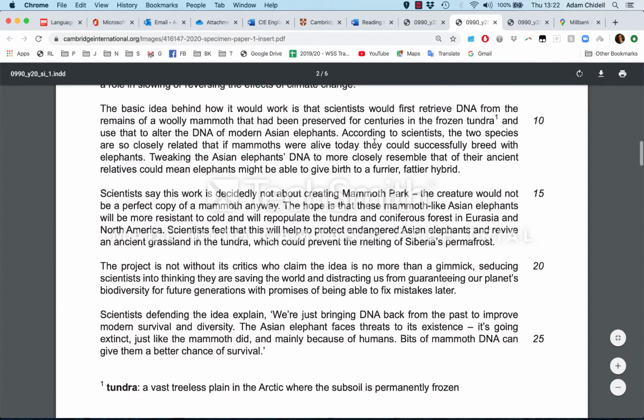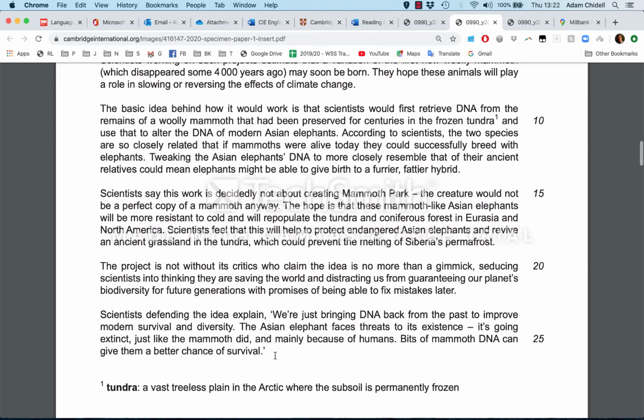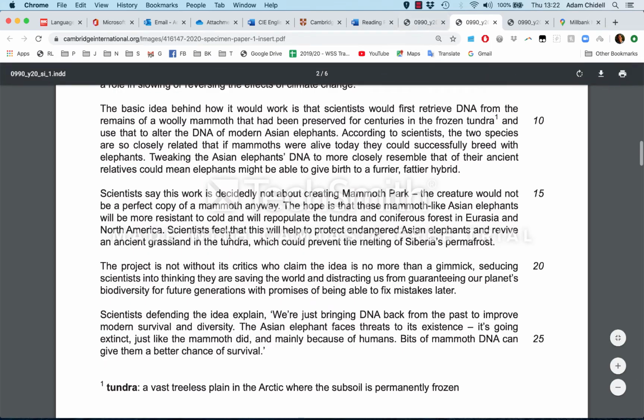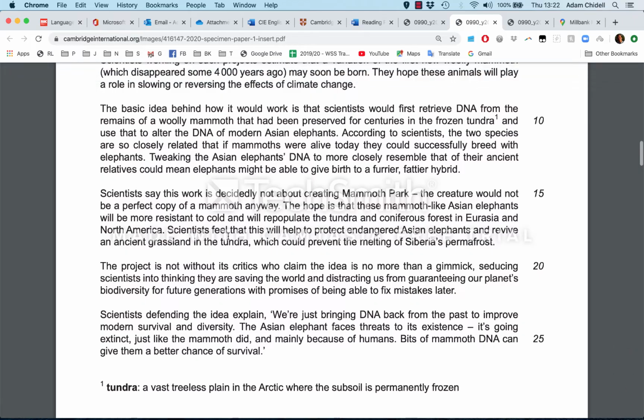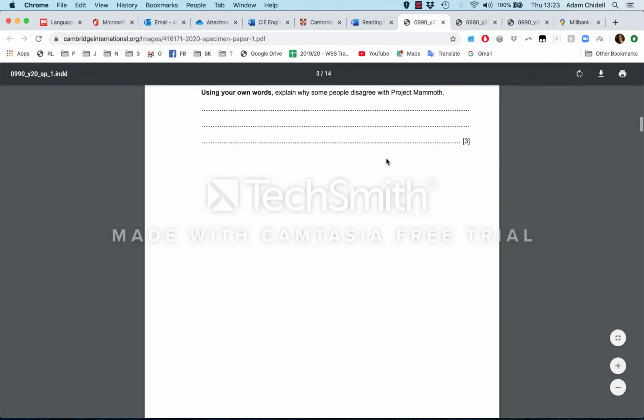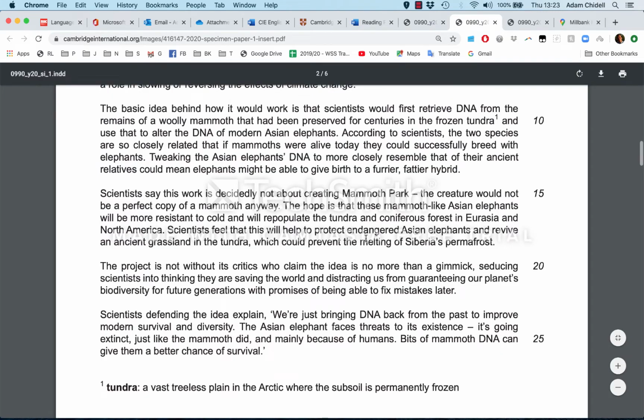So we would go to the text and look at the relevant paragraphs here. We'd reread those and then consider why it is that some people disagree with this project. Now, we do need to, as I said, use our own words here. So let's have a think about what this might look like. If we read it, it says, the project is not without its critics who claim the idea is no more than a gimmick. Okay, so here we have our first criticism, if you like, of this project, or a reason why some people disagree with the project. They say that it is a gimmick.